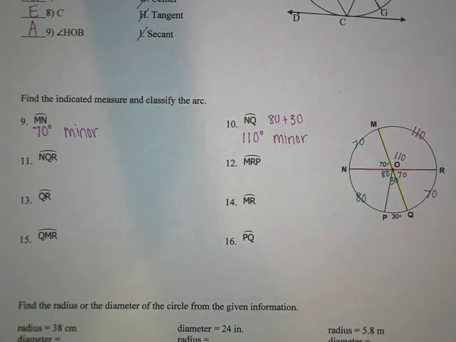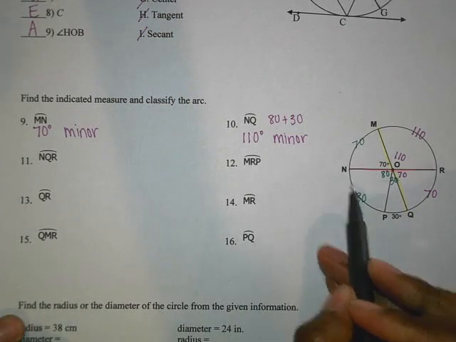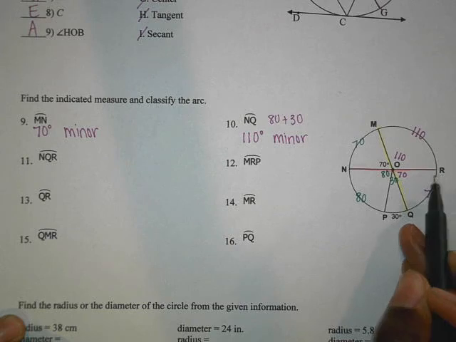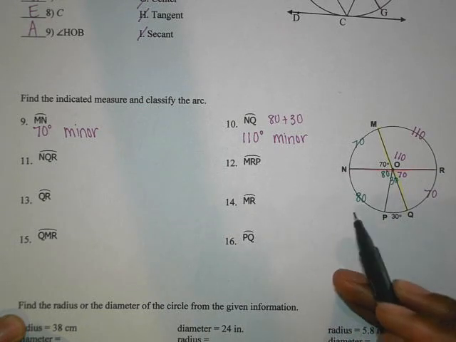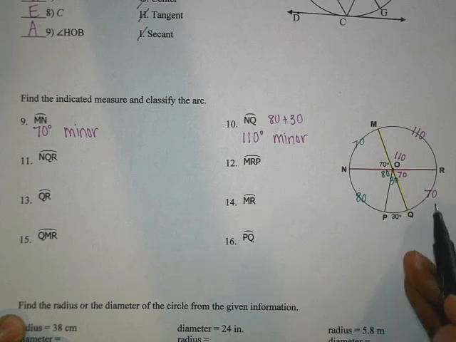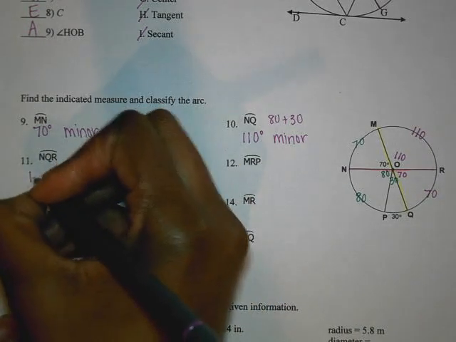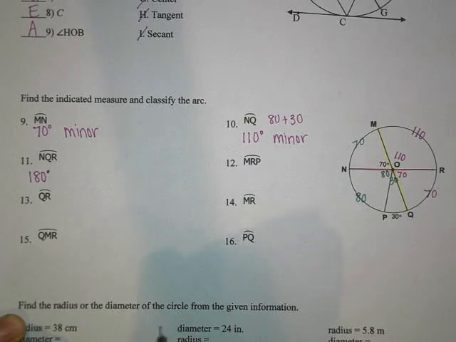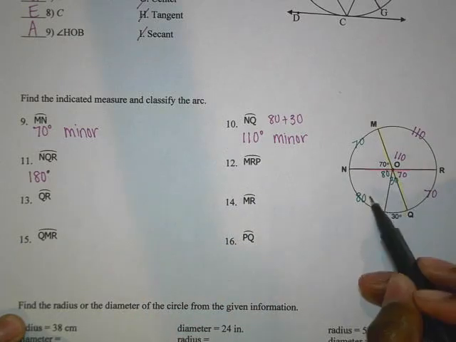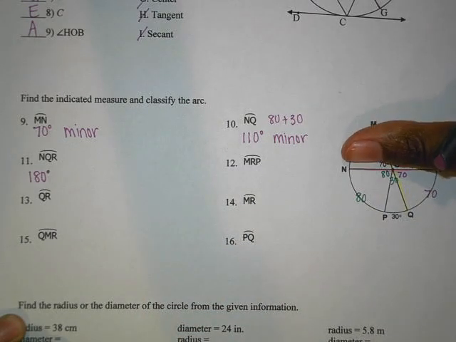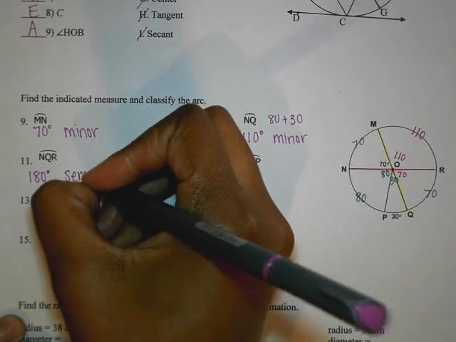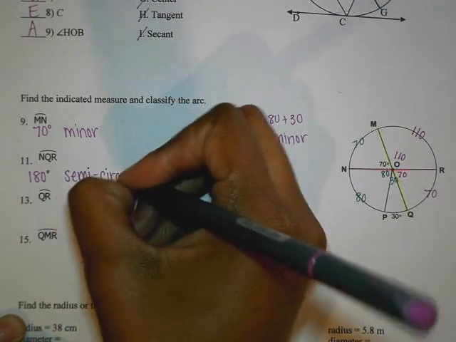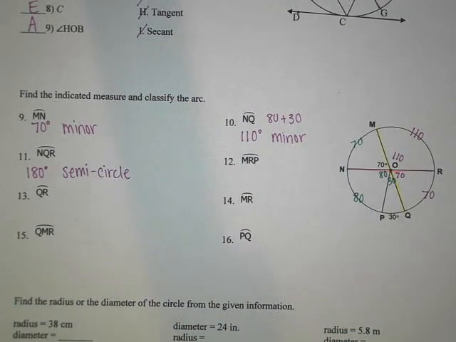Okay, on number 11, NQR. I start with N, I go to Q, I go to R. Well, this is right on the diameter. NQR, if I add 80 plus 30 plus 70, I'm going to get 180 degrees. The reason why I didn't have to add that up is because I know that it was half of the circle. So it has to be 180 degrees, which means it is a semicircle.